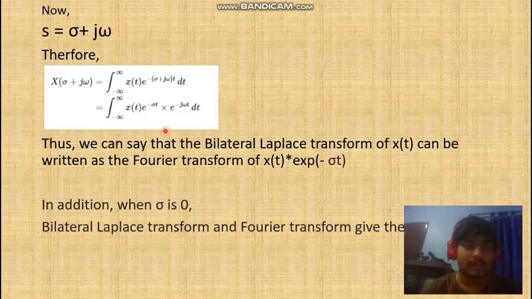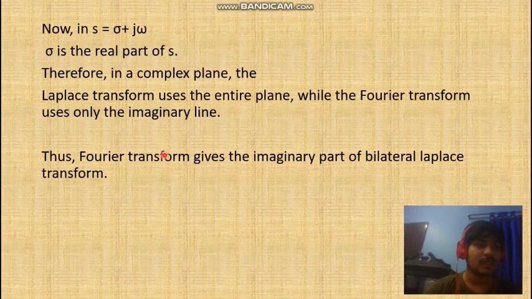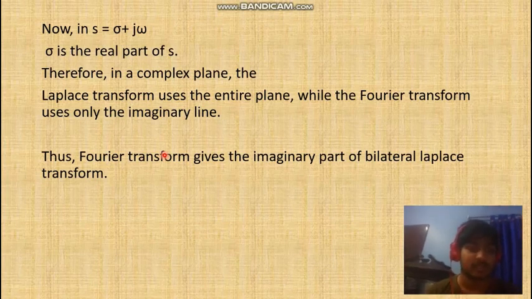In addition, we will note that when σ equals 0, e^(−σt) becomes 1, and thus the bilateral Laplace transformation and the Fourier transformation will give us the same result. Now, in s = σ + jω, σ is the real part of s. Therefore, in a complex plane, the Laplace transformation uses the entire plane, while the Fourier transformation uses only the imaginary line. Thus, we can say in a simplified manner that doing the bilateral Laplace transformation only on the imaginary line will give us the Fourier transformation.